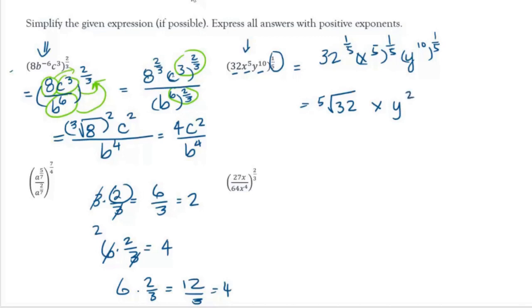So that simplified quite a bit from the original expression. And then finally, the 5th root of 32 is 2. So the final answer is 2 times x times y squared.